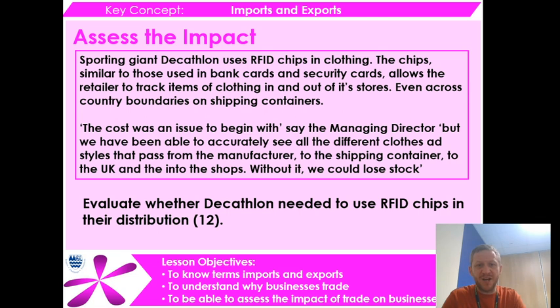The question we've got is: evaluate whether Decathlon needed to use RFID chips in their distribution, how they get the goods out. So we're going to have the Google badge here. Good, bad, alternative, judgment. So I want to know one benefit of using RFID and tell me where that leads and where that leads. I then want another good reason for using RFID chips, where that leads and where that leads. I then want a negative. There's a clue in the second paragraph. What's a negative of using it? Where does that lead? Where does that lead?